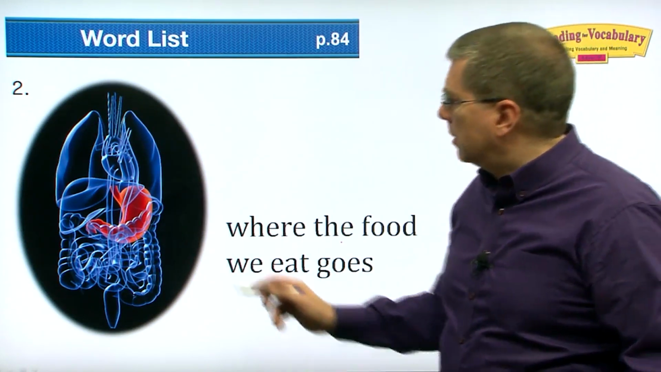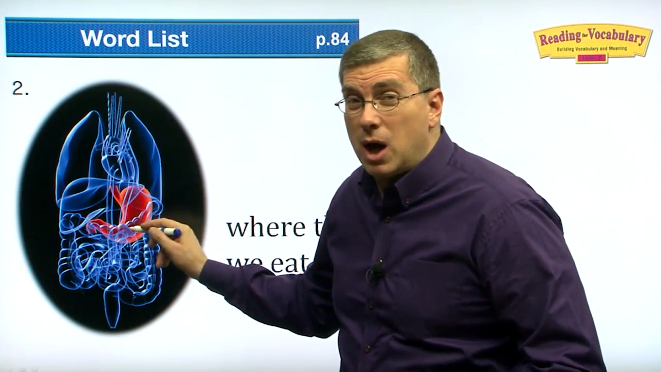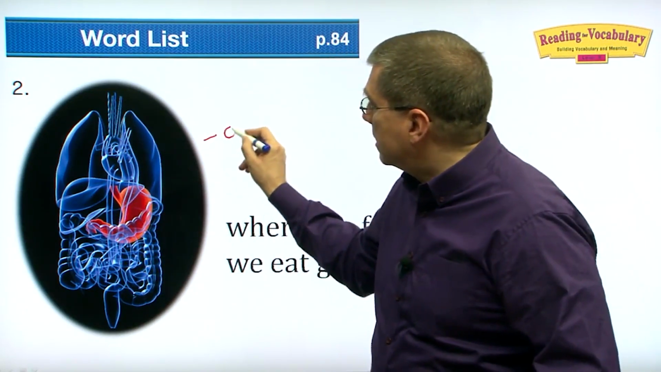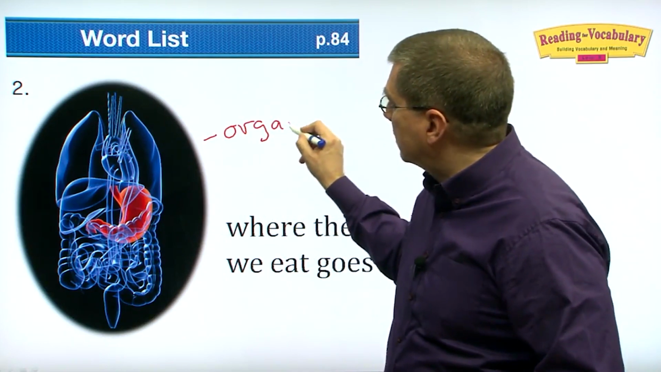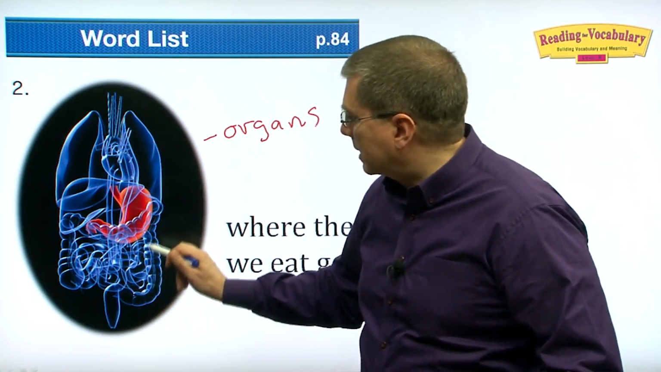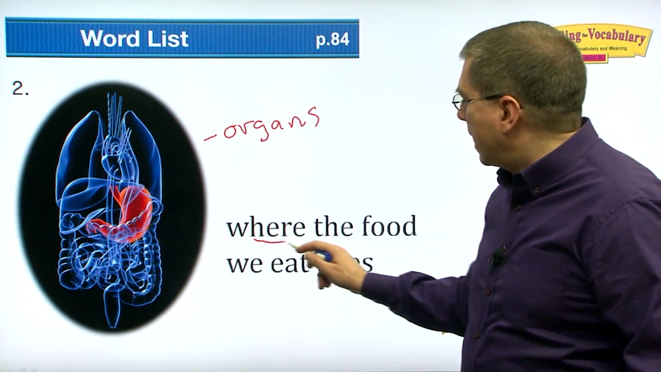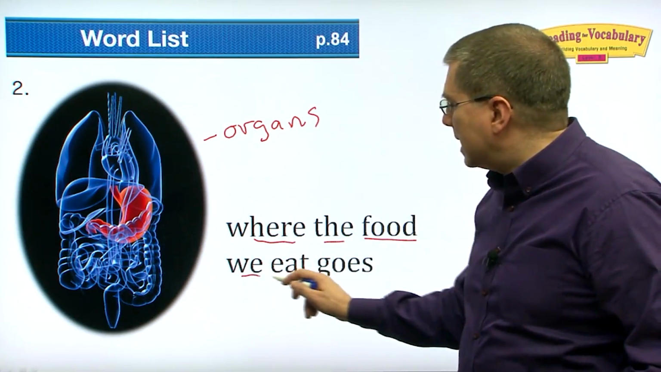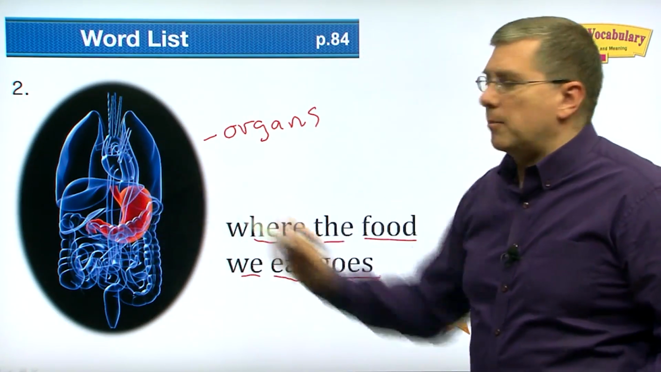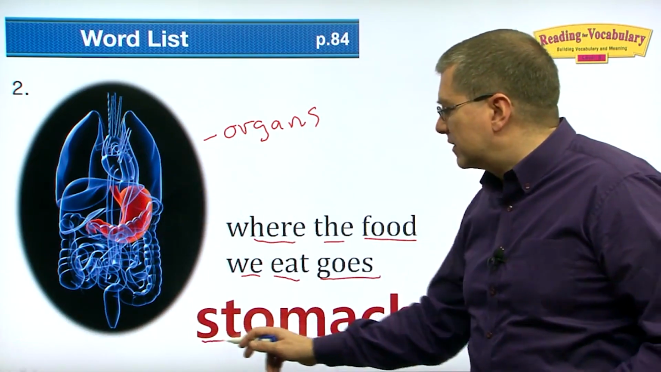Interesting picture. What is this thing in here? We're looking inside a person's body. These are the organs inside a person's body. And you have many different organs. You have lungs, you have kidneys, you have bladder. You also have where the food we eat goes. And that's the red part here. What organ is that in our body? That is the stomach.